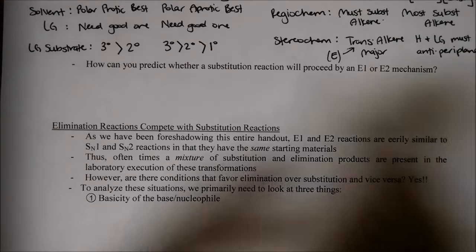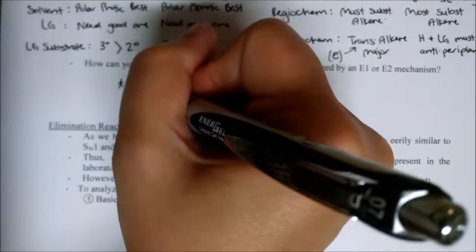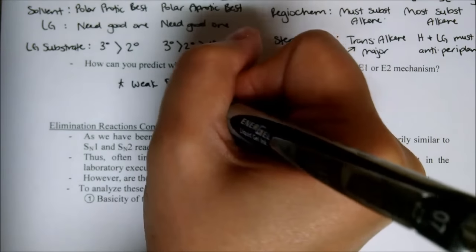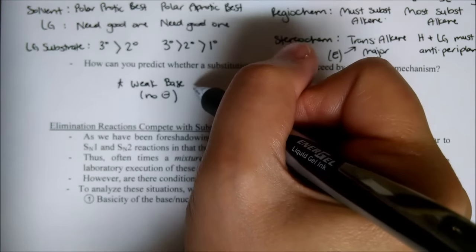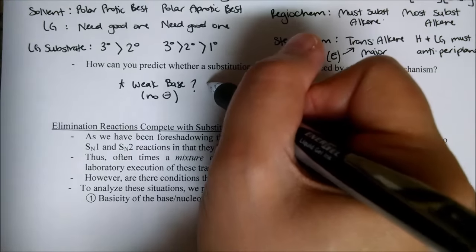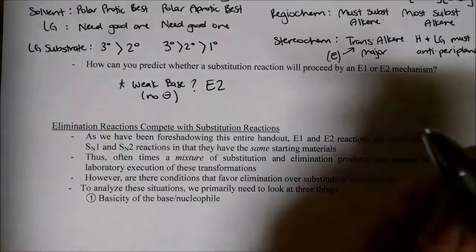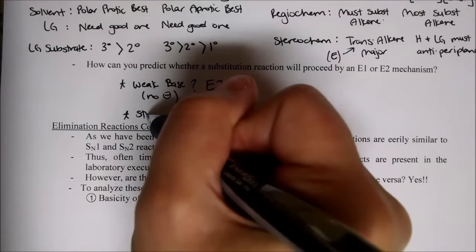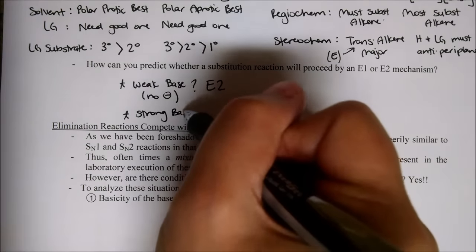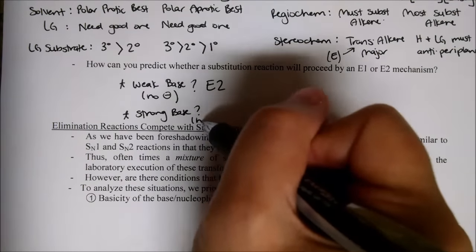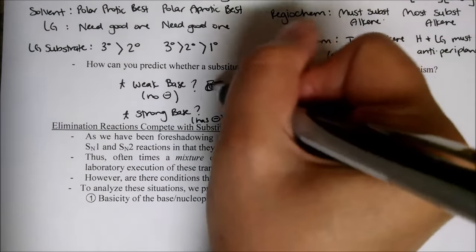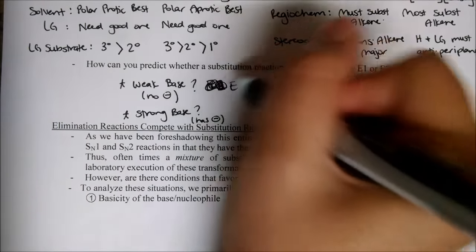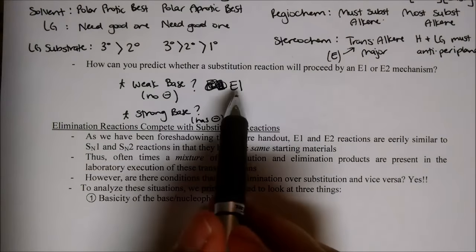Okay? So how can we predict whether it will be E1 or E2? Well, first look at the base. If it's weak, as in nice and neutral, no minus, what is it going to be? Is it going to be E2? No. We need a strong base for E2. Strong base, as in it has a minus charge. Sorry, I said, is it going to be E2? If it's a weak base, it's going to be E1.